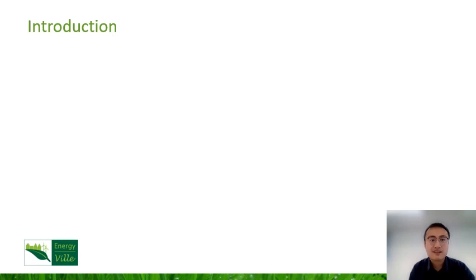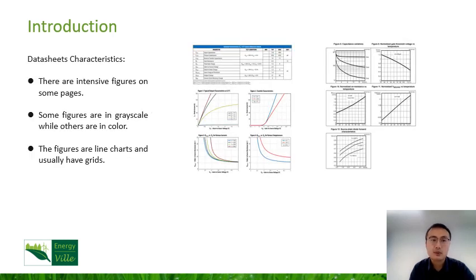But to realize that, how can we get the dynamic data for semiconductor components? The answer is that we have to extract them from manufacturers' datasheets. As is shown in the picture, the datasheets have several features. Firstly, there are intensive figures on some pages. Secondly, some figures are in grayscale, while some figures are in color. And also, the figures are almost all line charts and usually have grids.